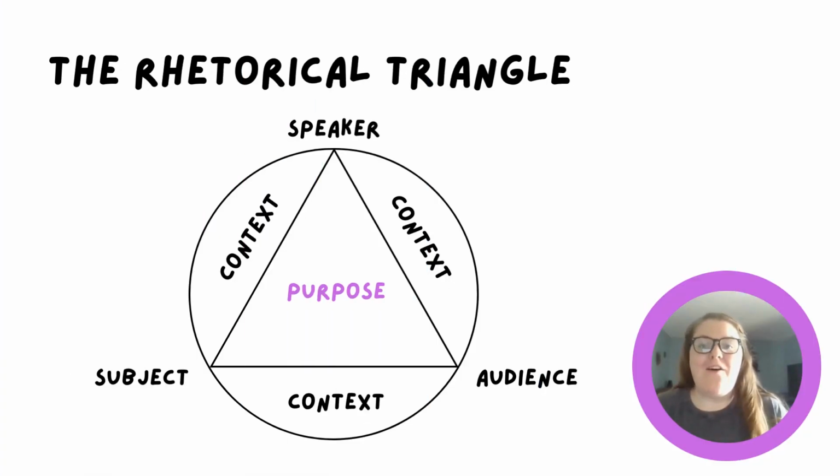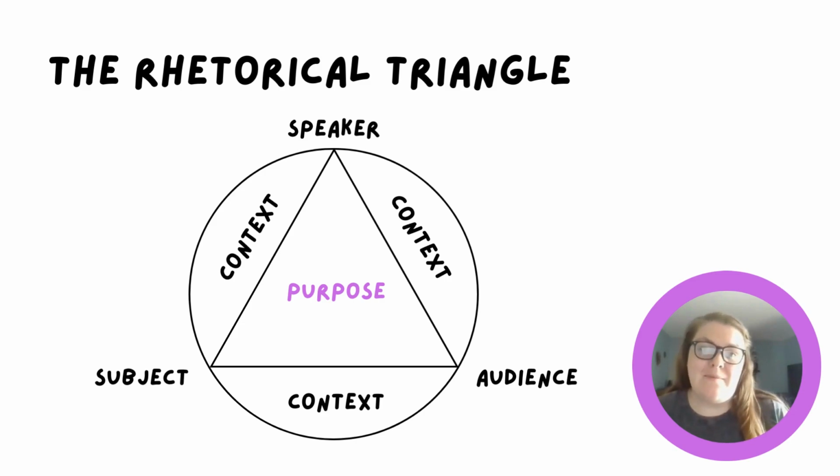So let's look at how all of these components interact using something called the rhetorical triangle. The rhetorical triangle illustrates how all the components of the rhetorical situation are connected and influence one another. For example, speaker, audience, subject, and context are all surrounding purpose. That's because if you change any one of those, it can alter the speaker's purpose.